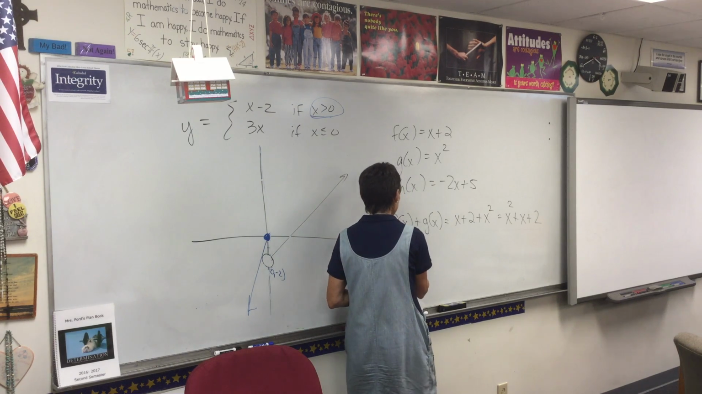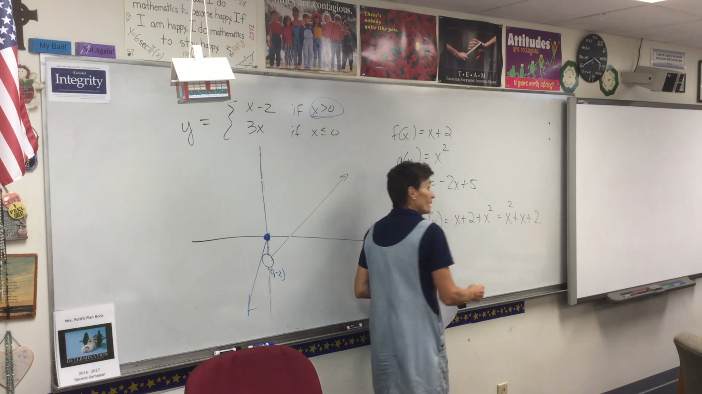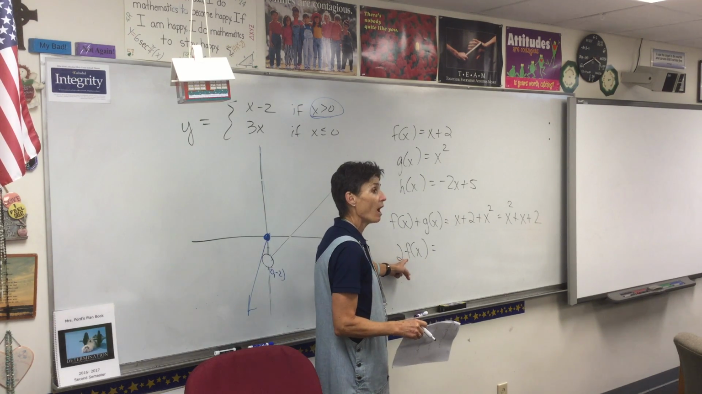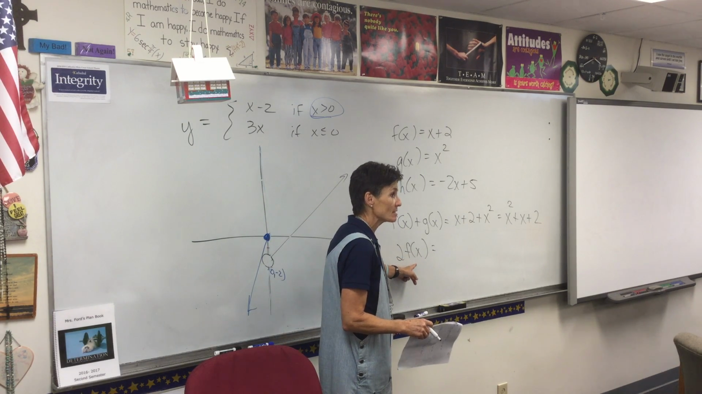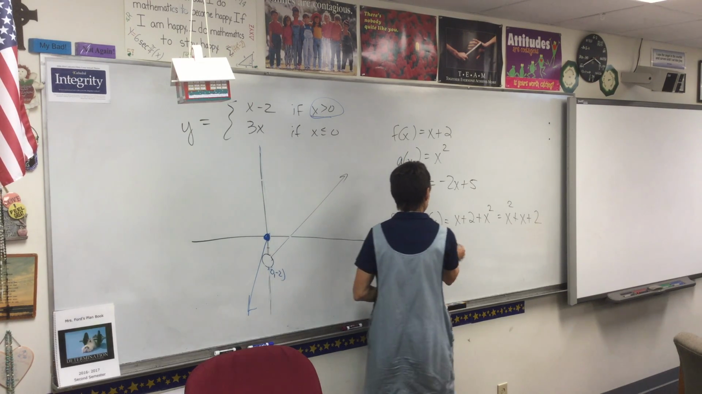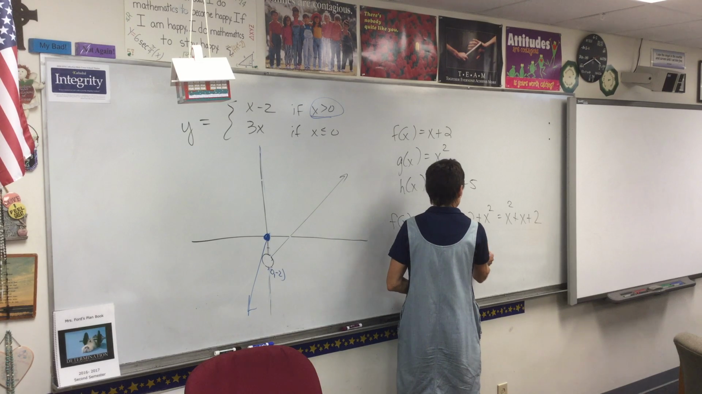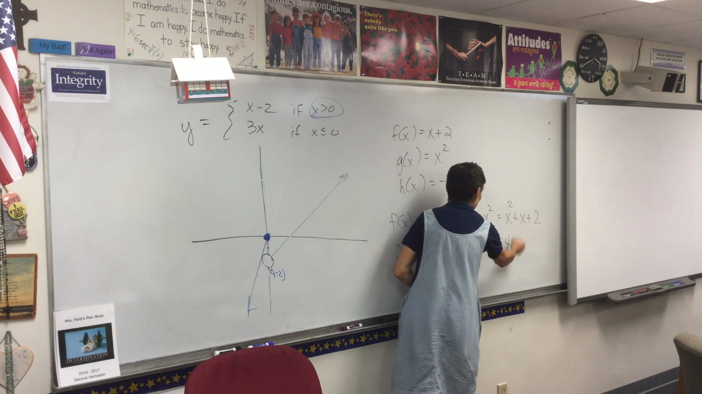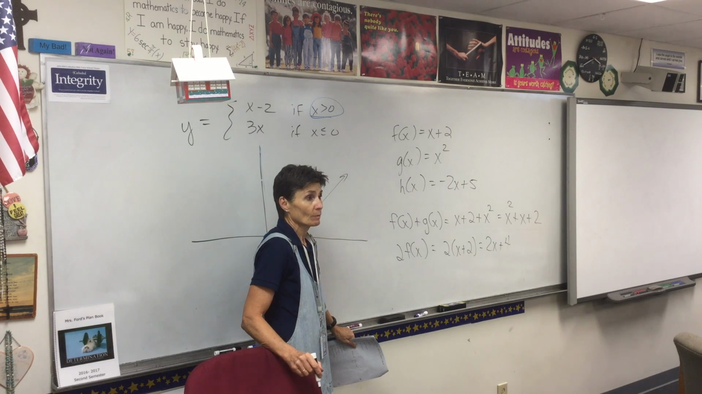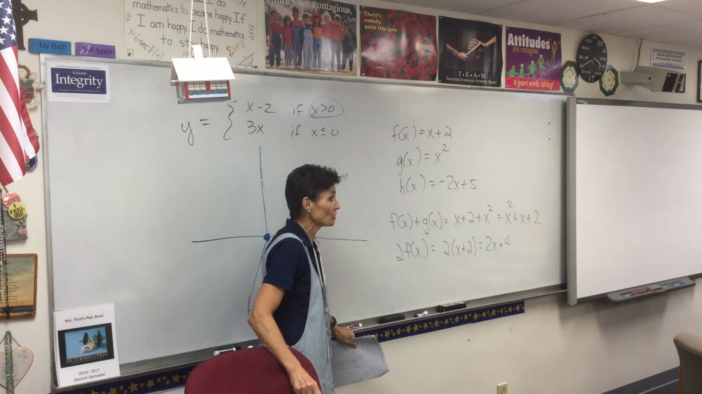Now, 2f of x. Again, don't make it hard. It says 2 times f of x. So that's f of x plus 2, and 2 times f of x will be 2x plus 4. 2 times the f function.